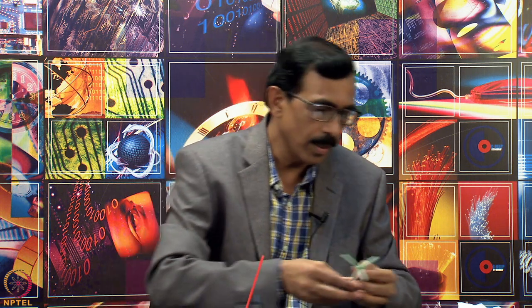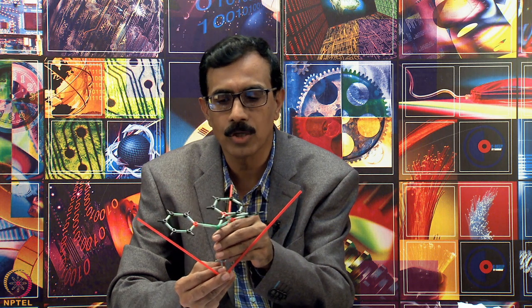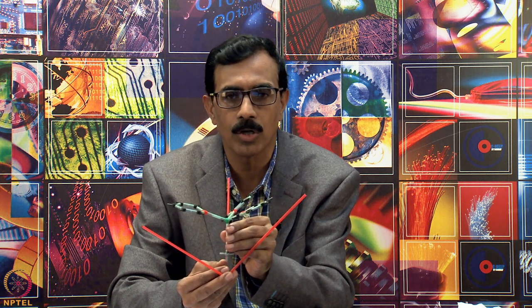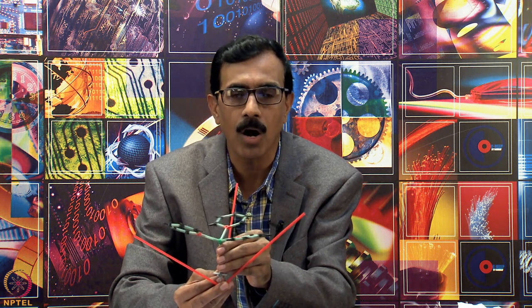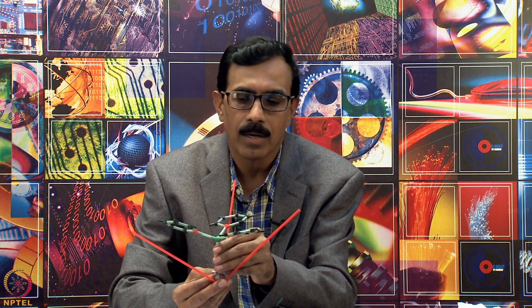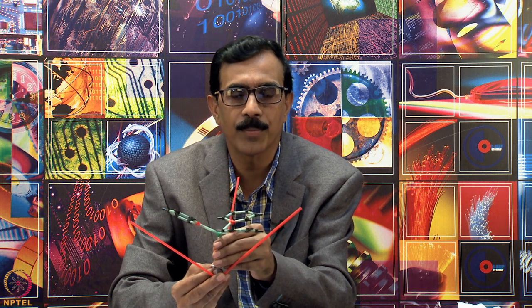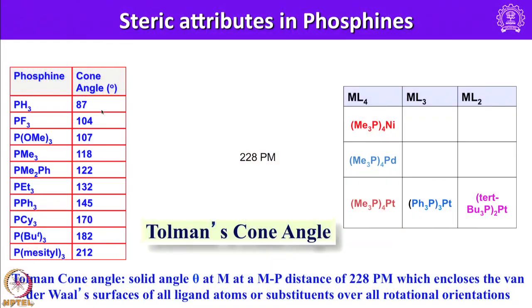So this cone angle will vary depending upon the phosphorus substituents. For example, if I take triphenyl phosphine, you can see now this cone angle increases considerably. So this cone angle should enclose the van der Waals surfaces of all ligand substituents over all rotational orientations. So how does this help in determining the capability of a phosphine in homogeneous catalysis? For example, let us look into the values I have given for various phosphines here. PH3 has 87 degrees, whereas tris mesityl phosphine has 212, the maximum here.